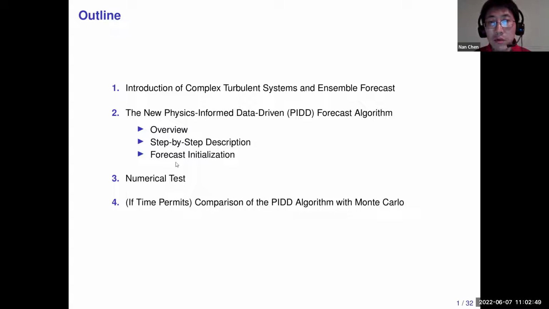And finally, we all know when we want to do forecast, we have to do the initialization. So we'll discuss a few technical details about the forecast initialization. And after that, I will show the numerical test. I don't know if I have time, but if time permits, I will show the comparison of this new algorithm and the traditional Monte Carlo simulation.